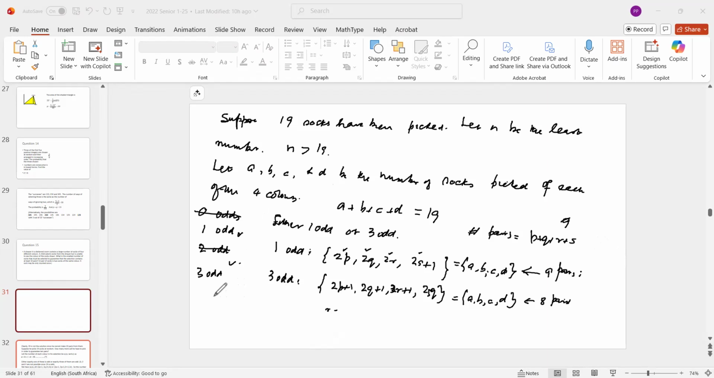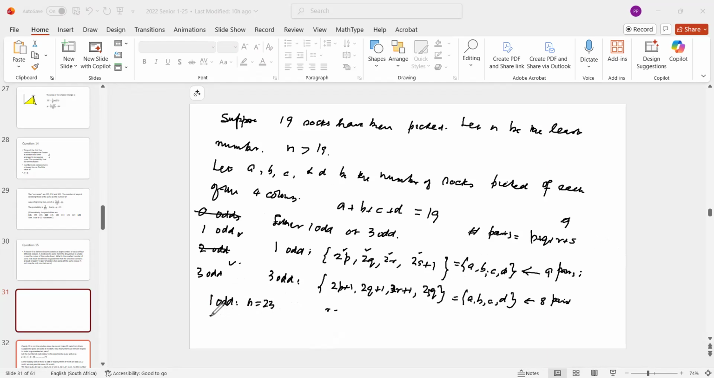So in the case of one odd, n is equal to 23. This is the smallest number that you have to pick up to guarantee 10 pairs. It has to be 19 plus 4.